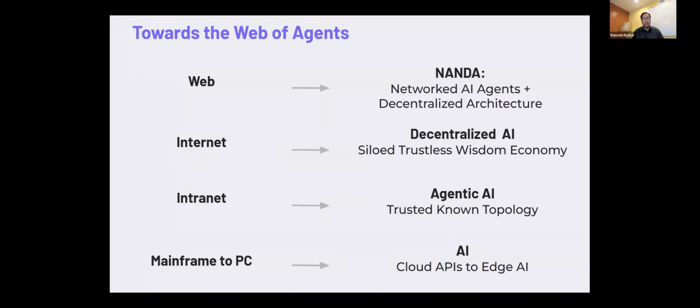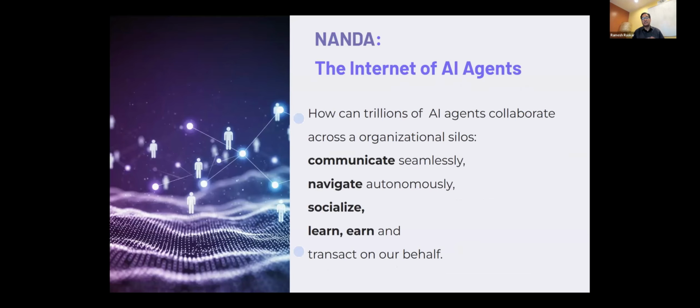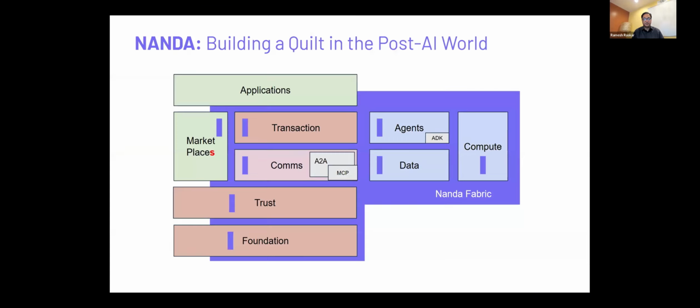And finally, the internet was about connecting computers, and now we have to connect people. So internet to the web was a big shift. Tim Berners-Lee, right here at MIT, brought four main technologies that helped us create a human-centric internet: HTTP, HTML, URL, and a browser. And that's a similar vision for NANDA, which is we have to create this network of AI agents with decentralized architecture, where you'll have agents that communicate, navigate, socialize, but more importantly, learn, earn, and transact on our behalf, sometimes autonomously, sometimes with a human in the loop.